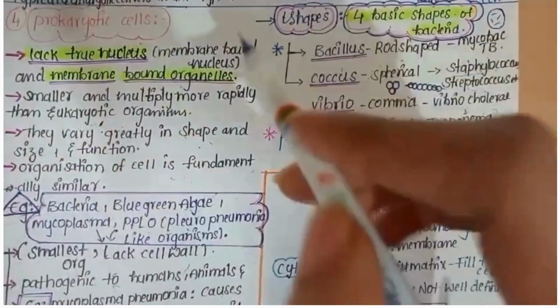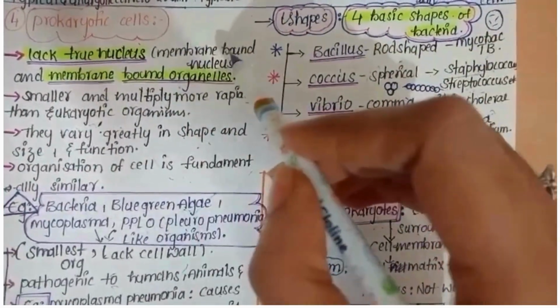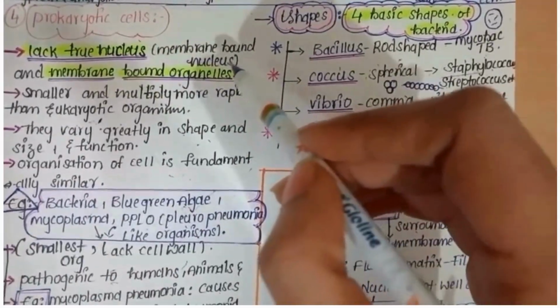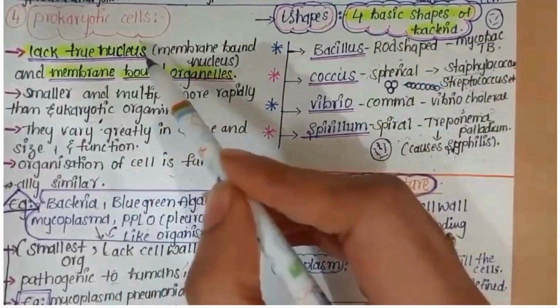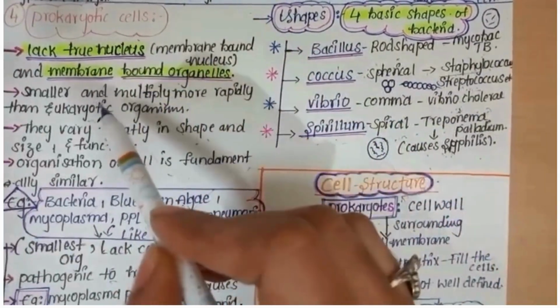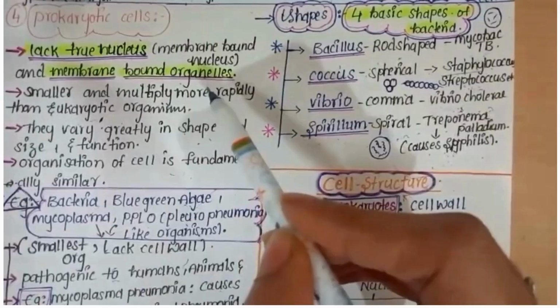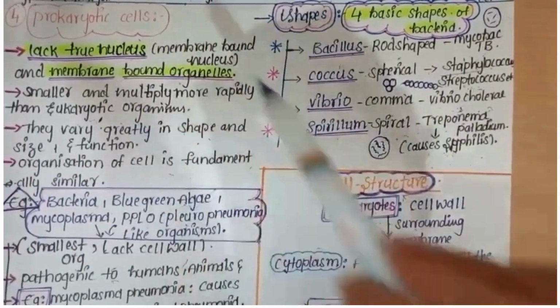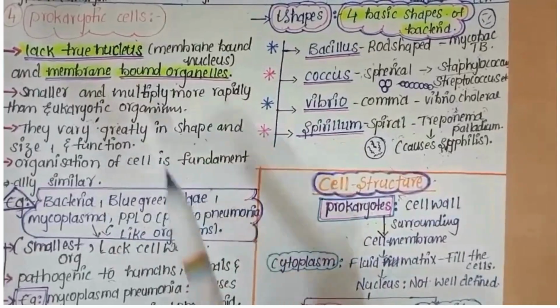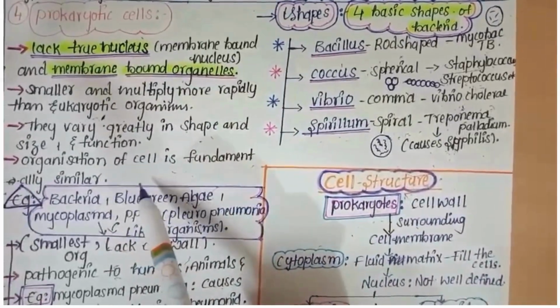Hello everyone, as we already discussed prokaryotic cells in brief, in this video we are going to cover them in detail. As we all know, these lack a true nucleus and membrane-bound organelles. These are smaller cells and multiply more rapidly than eukaryotic cells. Even though they vary greatly in shape and size, they have a similar cellular organization.